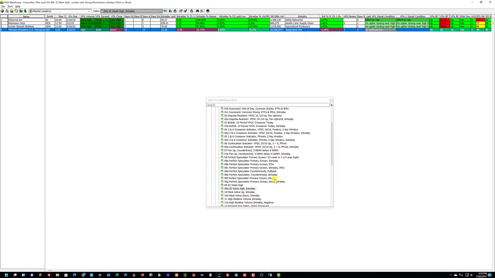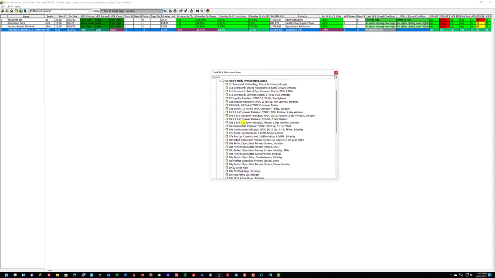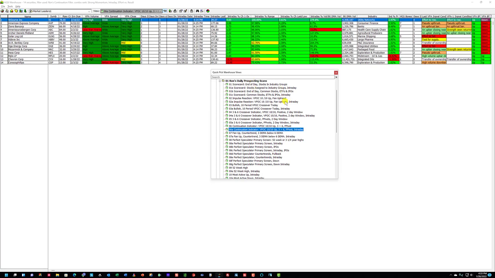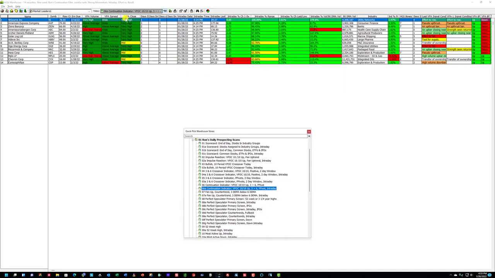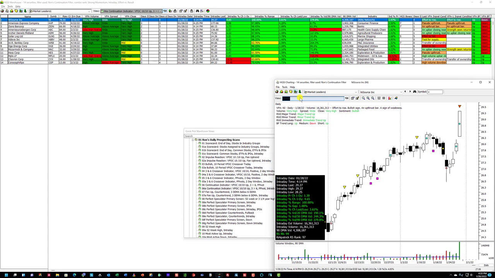Okay, I want to just look at one more thing here. I'm going to look at the continuation indicator. This means that they're above the 3 and the 6, and they had pocket pivots today. Every one of these. A lot of the same stocks here. Let's look at this one.